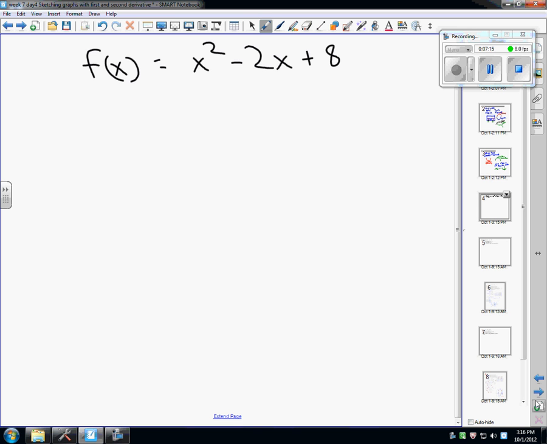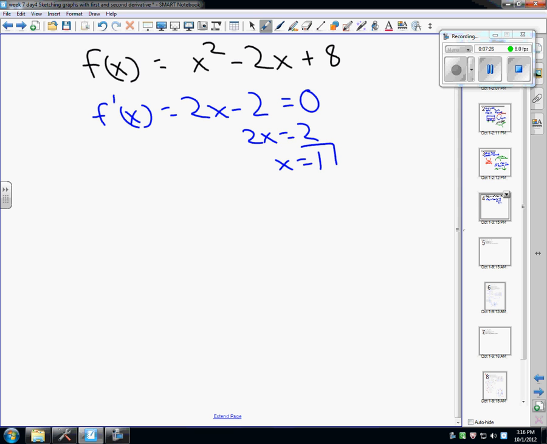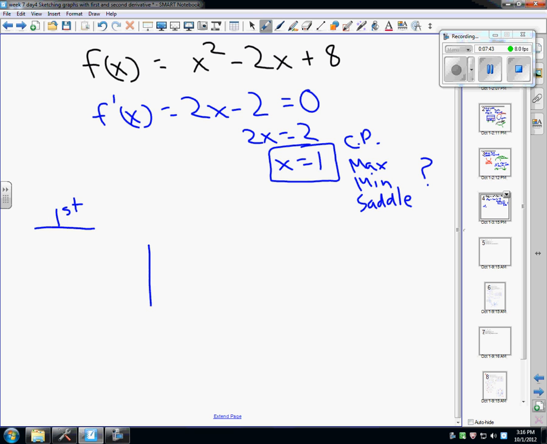I can do this. First derivative equals 2x minus 2. Set that equal to 0. When I solve, 2x equals 2, x equals 1. That's my critical point. Again, it could be a max, could be a min, could be a saddle. I don't know which one it is yet. But to find it, you have two options. The first derivative test would be, I'd have to set up my box.